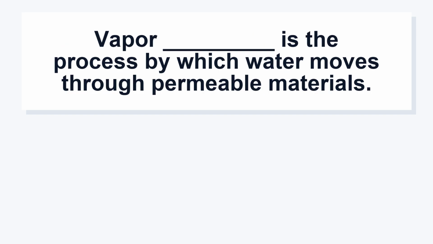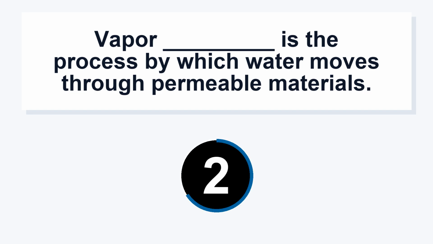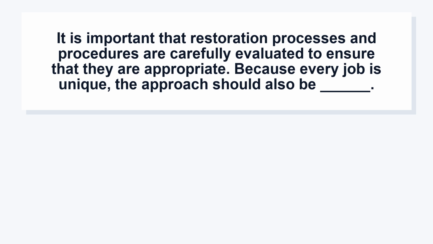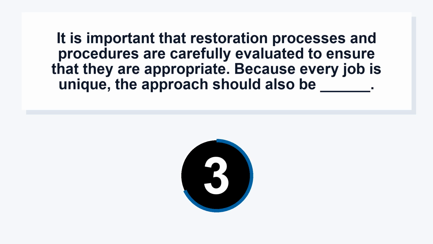Vapor diffusion is the process by which water moves through permeable materials. Diffusion. It is important that restoration processes and procedures are carefully evaluated to ensure that they are appropriate. Because every job is unique, the approach should also be unique.